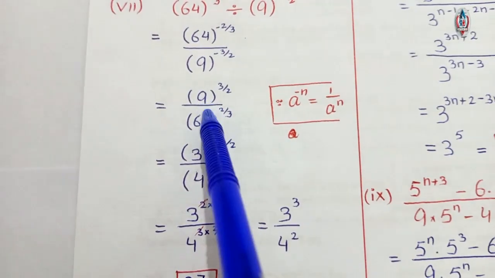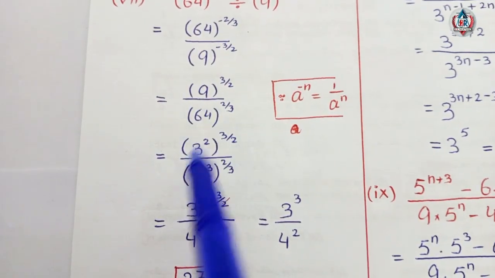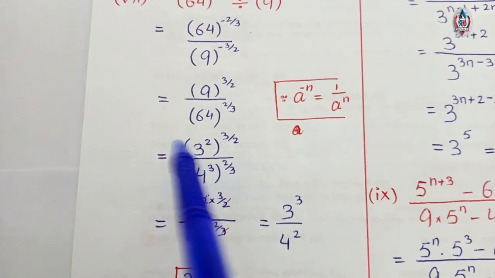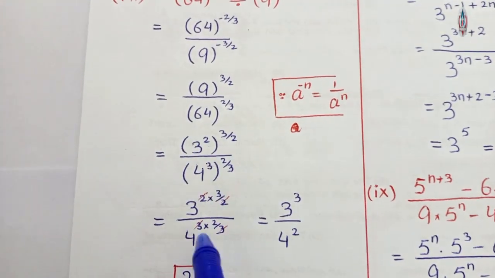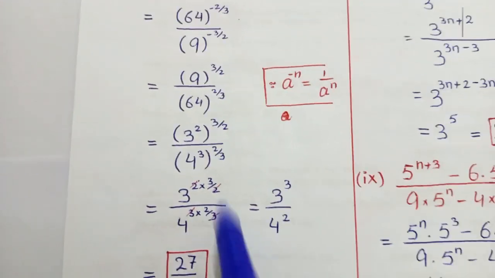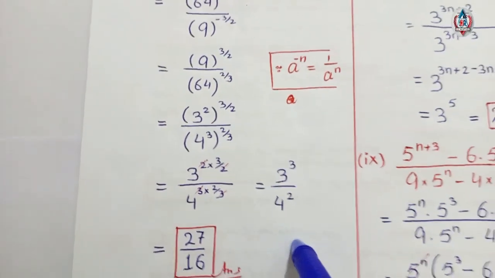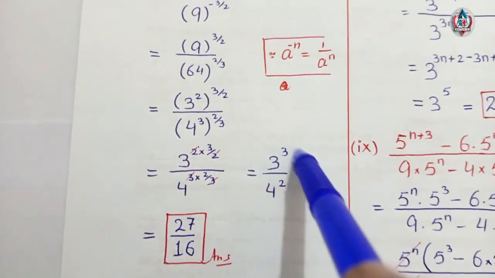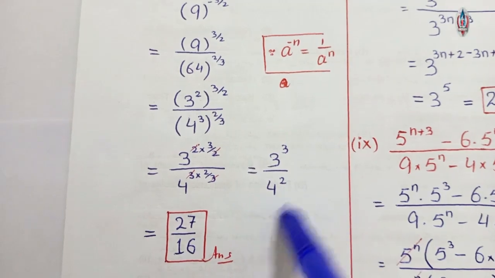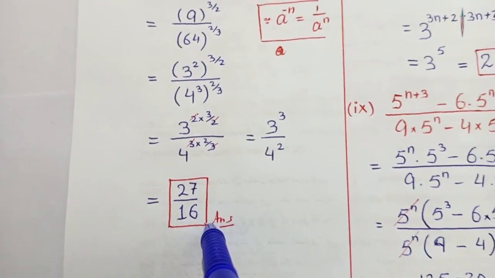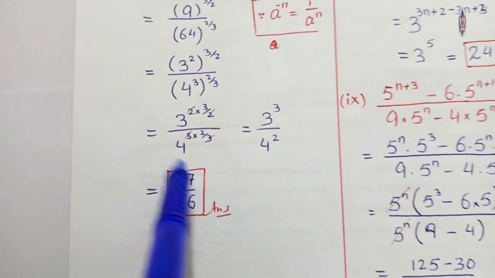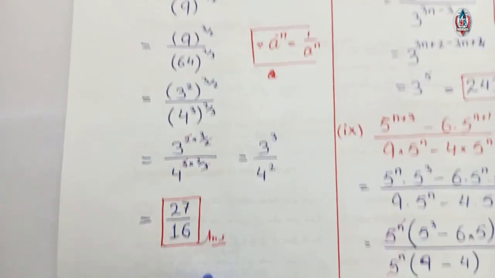So take the factors: 9 is 3 squared and 64 means 4 raised to power 3. Open the bracket, the powers cancel with each other, 2 2 and 3 3, the remaining is 3 raised to power 3 and 4 raised to power 2. 3 cubed is 27 and 4 squared is 16. So finally the result is 27 over 16.